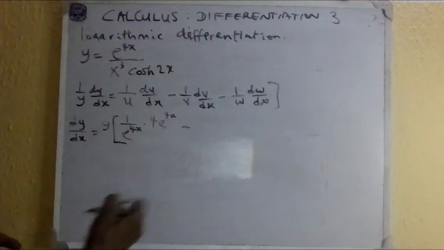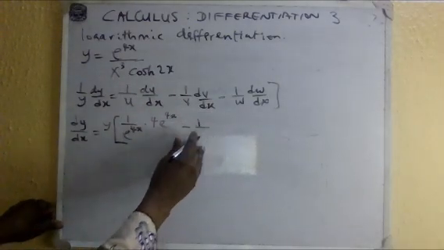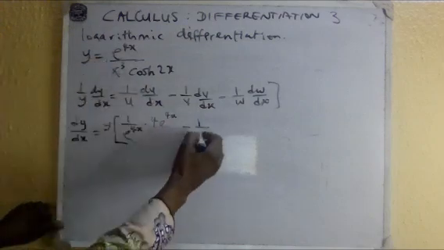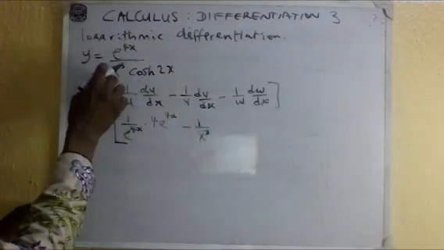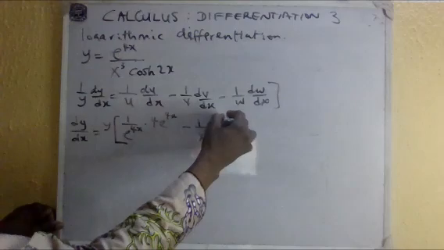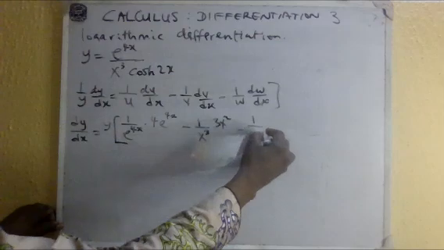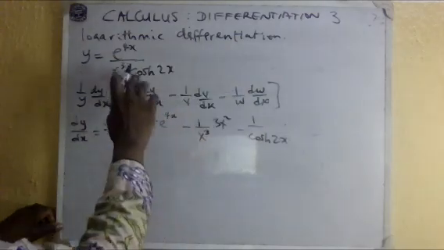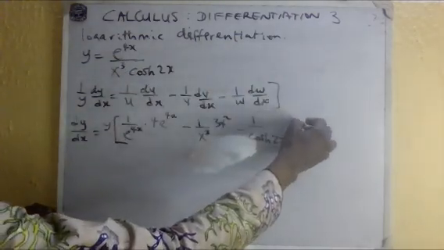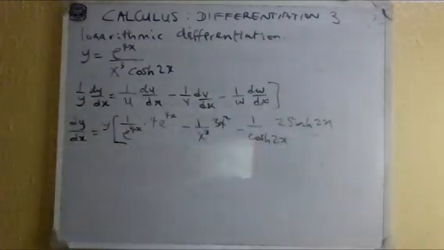So for this one again, I have 1 over v, v is x cubed, dot dv/dx. Differentiate x cubed, it is 3x squared. Then minus 1 over w, which is cosh 2x, dot dw/dx. Differentiate this one now, it is sinh 2x, 2 outside, please. Okay, so we are progressing.